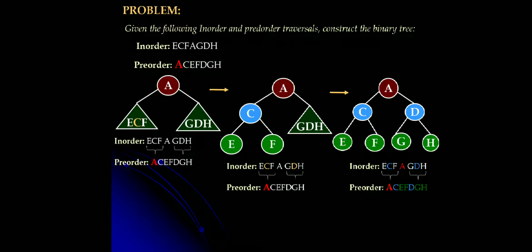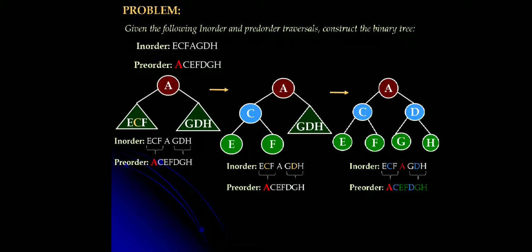Now what you need to do is, in this left and right subtree, you need to find the root for the left and right subtree. So go to the pre-order traversal and find out of ECF which node is appearing first. You can see in the pre-order traversal C is appearing first. So you can mark C as the root for the left subtree.